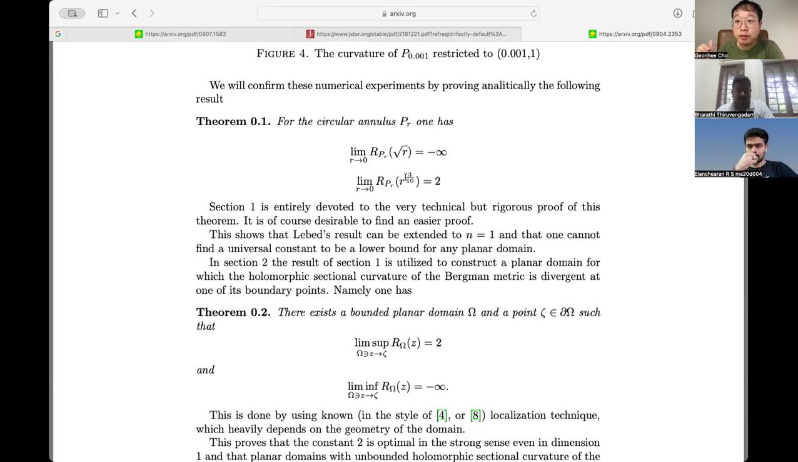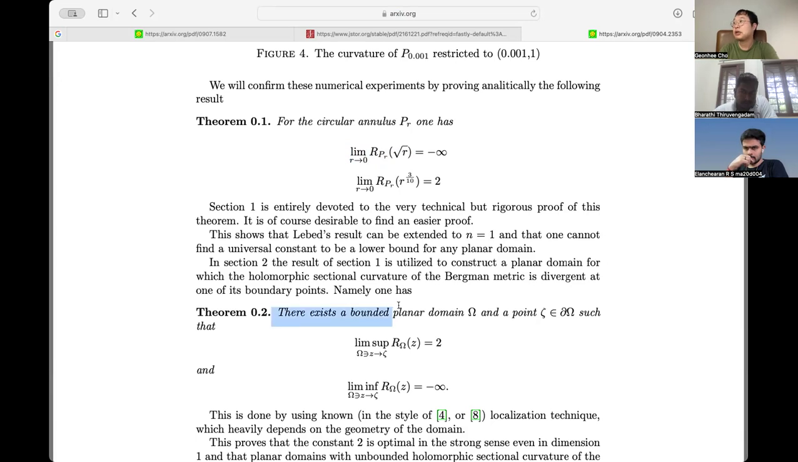Holomorphic sectional curvature of the Bergman metric, in general, has a range from negative infinity to positive 2. And this annulus indeed matches that full range. This is the only example I have that satisfies this full range. Once it hits the inner circle, it goes to negative infinity. Going to the outer circle, it also hits the positive upper bound, positive 2.